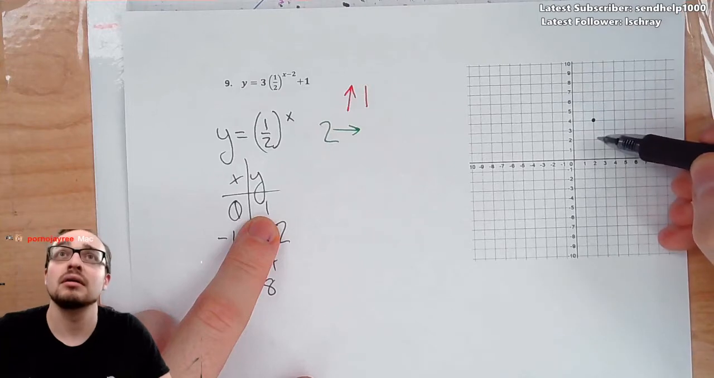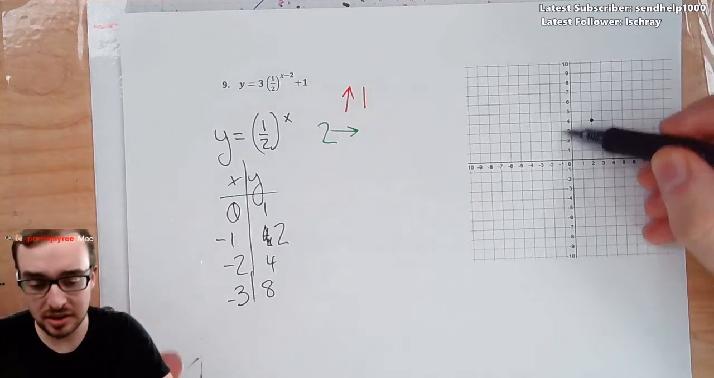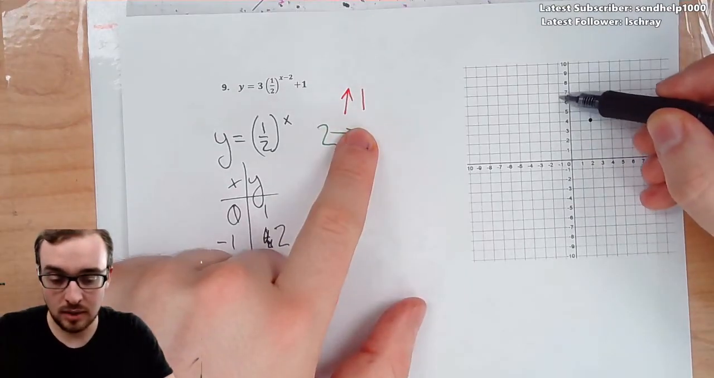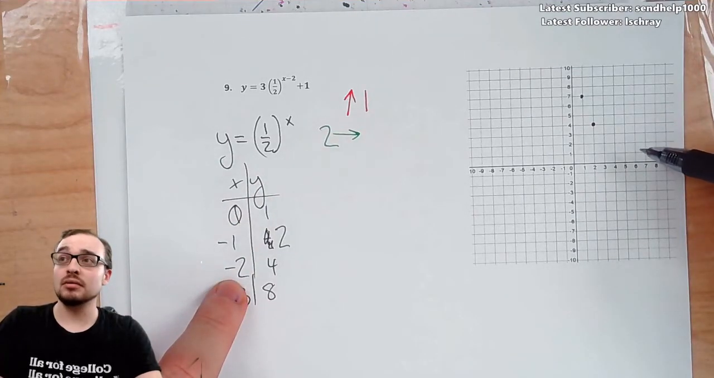There's your point. This guy. Negative 1, 2. Times it by 3, we get 6. Move it over 1, up 1 over 2. We're here.